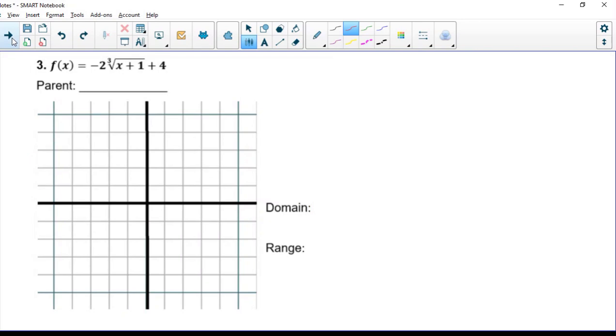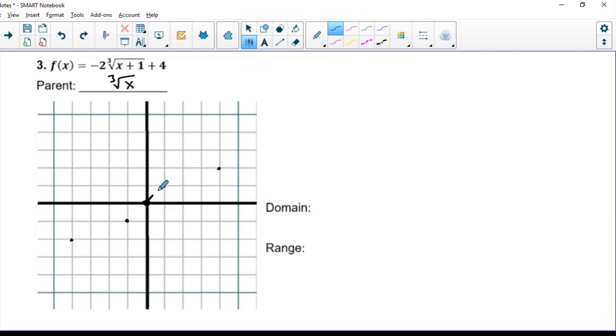Let me do another one. So this one is a little trickier. F of x is equal to negative 2 times the cube root. So that's going to be our 1, 1, but also negative 1, negative 1. Point here. And then a point there.